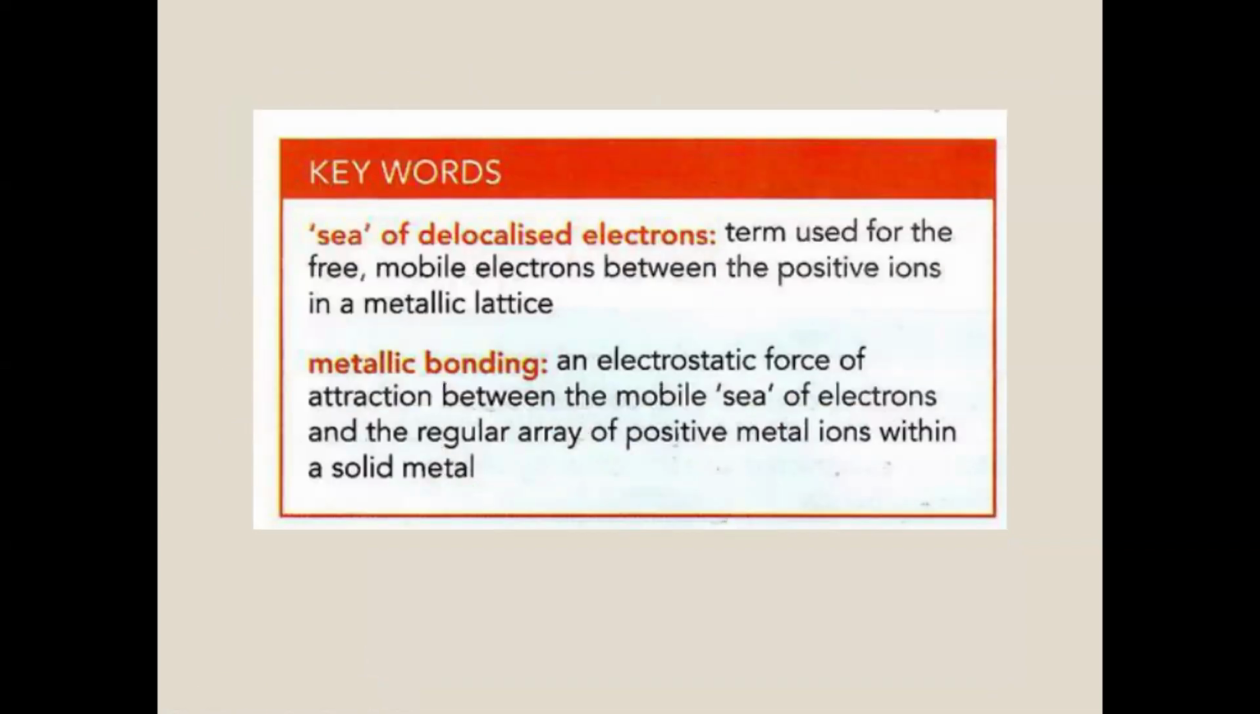So our keyword today is sea of delocalized electrons. This is the term used for free mobile electrons between the positive ions in a metallic lattice. Metallic bonding is an electrostatic force of attraction. Why is it an attraction force? Yes, because the metal tends to form positive ions and lose the outer shell electrons, which are negative. So positive and negative will be attracted together, okay? And there is a strong attraction force.